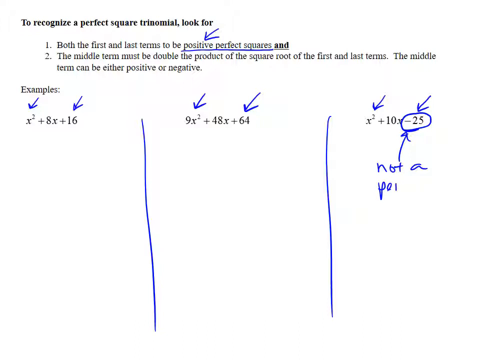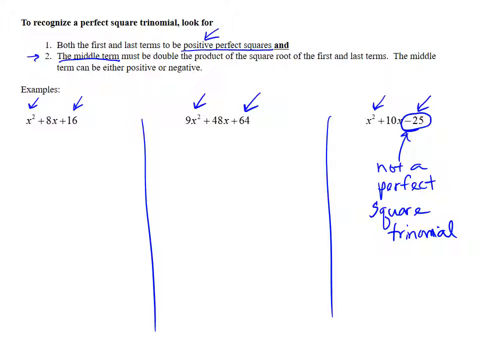So therefore, right away we violated the first thing we're looking for in a perfect square trinomial. So this is not a perfect square trinomial, and we wouldn't be able to factor it as such. Now, maybe we can factor it some other way, but it's not a perfect square trinomial, so I'll leave it for now. The other thing we have to look for is the middle term. The middle term must be double the product of the square root of the first and last terms.